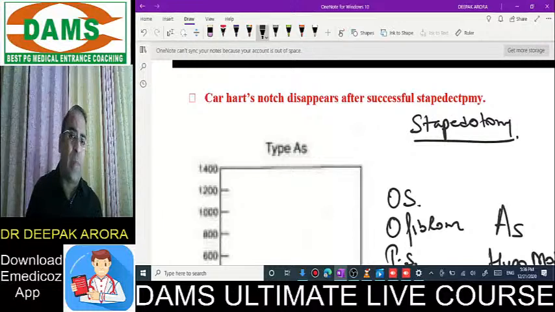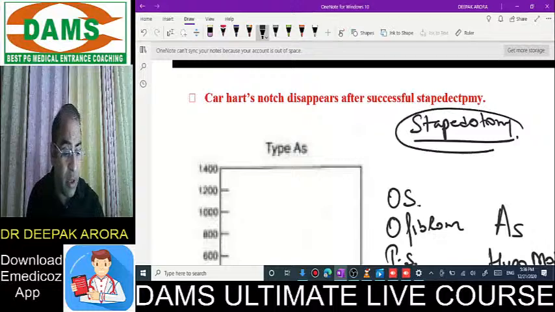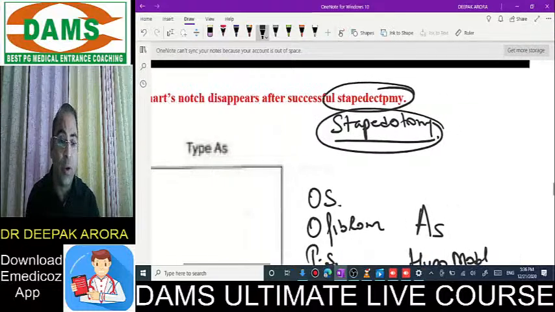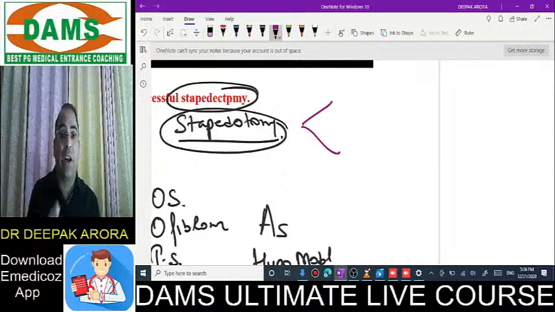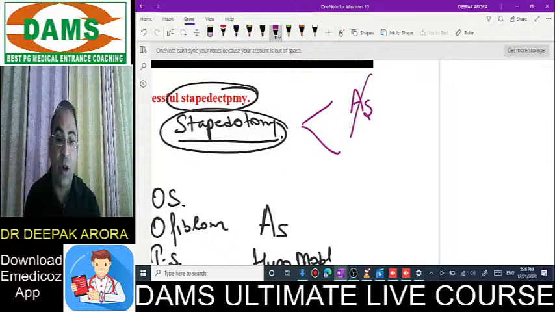Ten to fifteen years back, the seniors used to do stapedectomy. They removed the whole stapes. So whether you are doing stapedectomy or stapedotomy, two important MCQs are waiting for you. After surgery, after stapedotomy or stapedectomy, which are the two important changes? Just remember the tympanogram. Tympanogram will not be As.